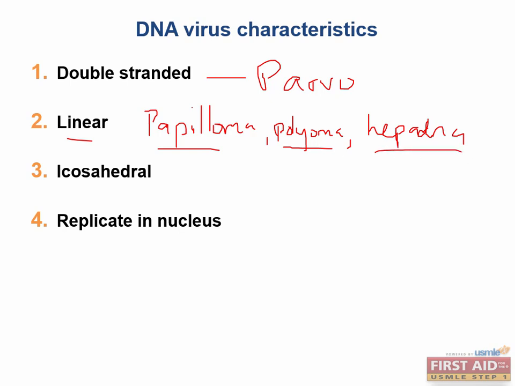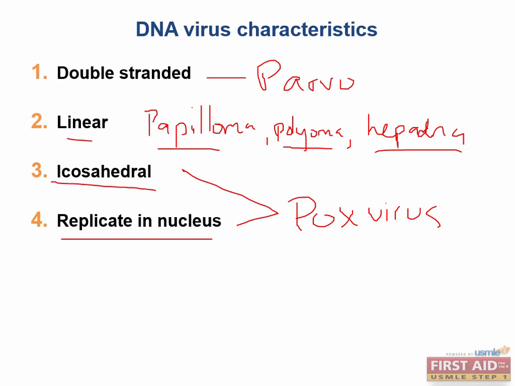The exception to rules 3 and 4 is the pox virus. The pox virus family is not icosahedral, it has a complex structure, and it does not replicate in the nucleus. Rather, it replicates on its own in the cytoplasm.